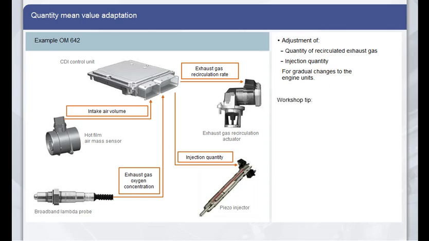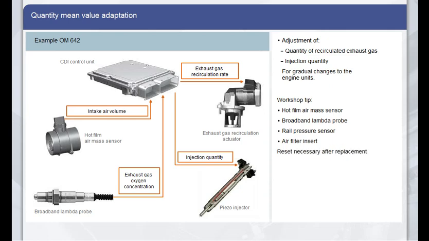Also, the following components affect the mixture: hot film air mass sensor, broadband lambda probe, rail pressure sensor, and air filter insert. This means that the quantity mean value adaptation must be reset when these components are replaced.